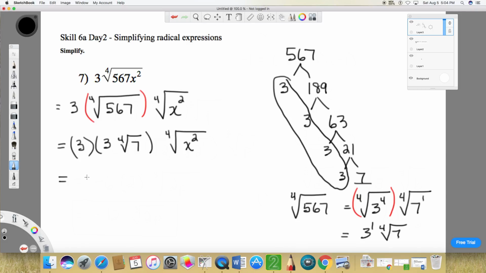3 times 3 is 9. And they expect us to write this 4th root of 7 and to recognize that we can put the 7 and the x squared underneath one radical, because they never simplified. They never escaped from underneath this radical. And that's our final answer.